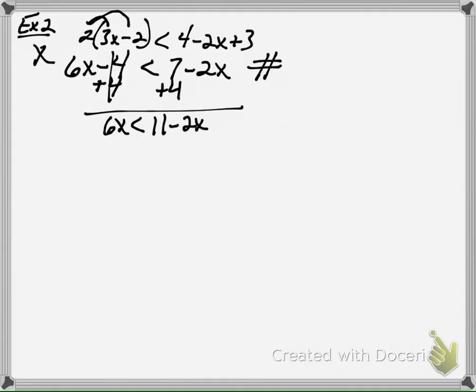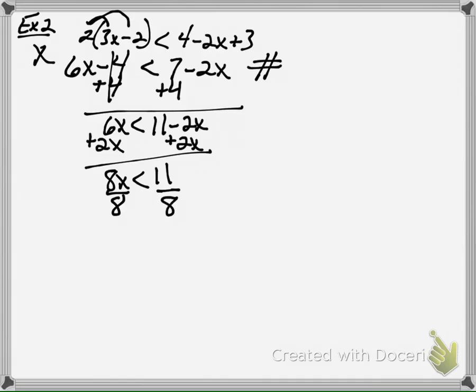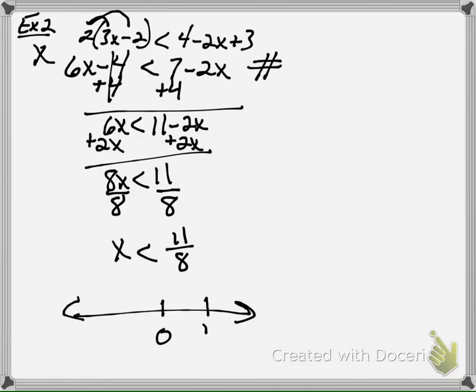Now I'm going to look at this. On the right side, I've got to move those x's over, so add 2x to both sides. 6, 7, 8x is less than 11. And now, I'm going to have a messy little fraction here. That's okay. 11 over 8. It's a little more than 1, right? Maybe a 1.5-ish. Almost 1.5.